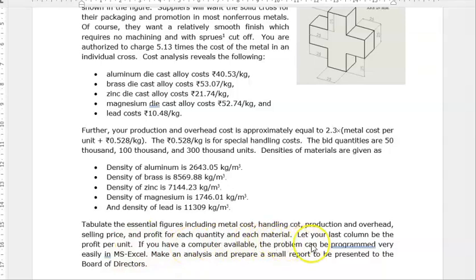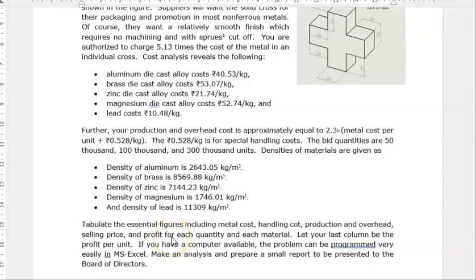You can tabulate this problem as an Excel spreadsheet very easily using MS Excel. And using that, you do an analysis and prepare a small report to be presented to the board of the directors as to which material you would propose, as to what bid order quantity is good for us. For that bid order quantity, maybe 50 or 100 or 3,000, what is the best material where we can achieve maximum profit and so on.